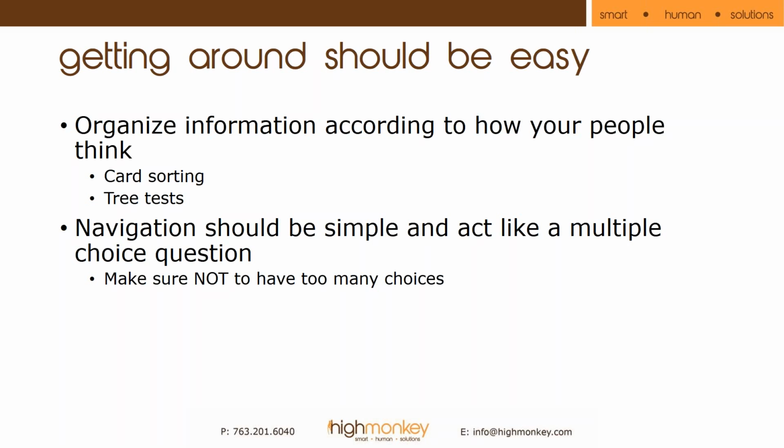But overall, and this has been one of my mainstays since I've been in business, navigation should really be simple and always act like a multiple choice question. And what do I mean by that? What I mean is, in a multiple choice question, there's typically 4, maybe 5 answers. And so sometimes you know the correct answer, and sometimes you know that another answer isn't correct.